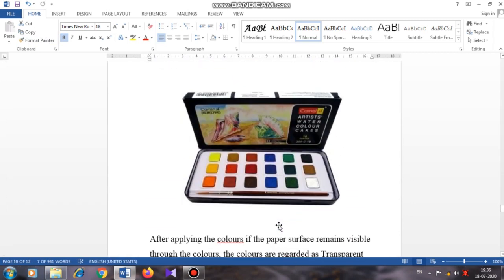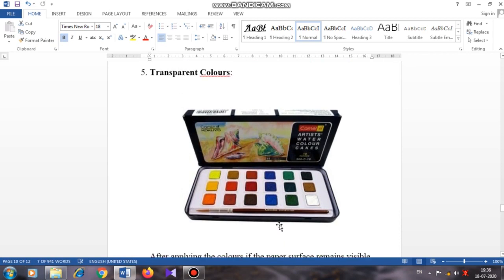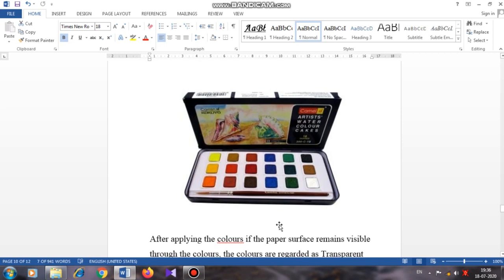Next topic is transparent colors. Now see, there are two types of colors, transparent colors and opaque colors. Now what is the meaning of transparent colors? Actually it is not transparent, it is translucent. In science you may have heard this word translucent.